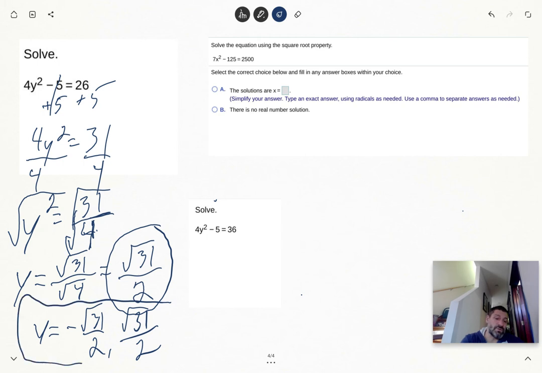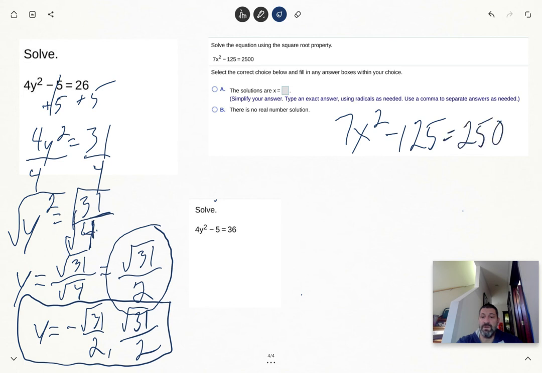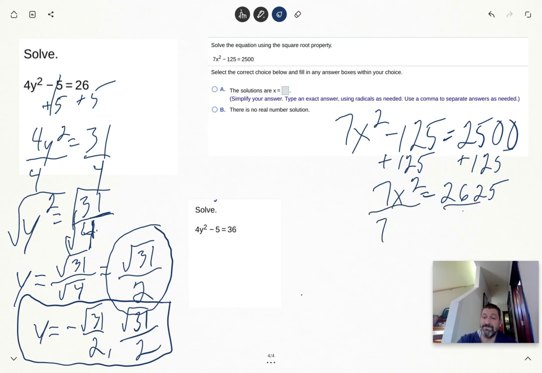Okay, so let me do just one more example and then I'll let you guys get a little bit of practice in. So we have 7x squared minus 125 equals 2,500. I want to get that x squared by itself, so I'm going to add 125 to both sides first. That gives us 7x squared equals 2,625. Then I'm going to divide by 7.